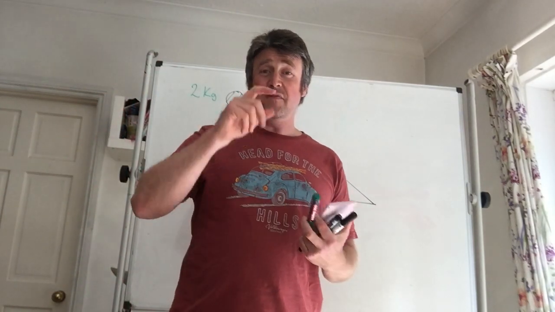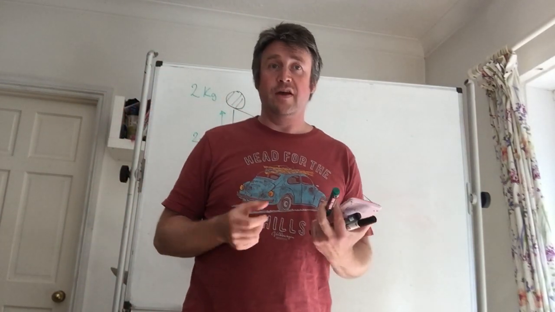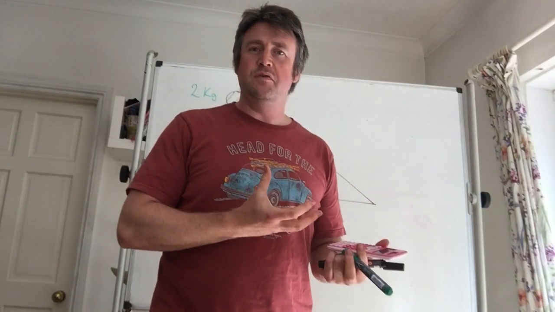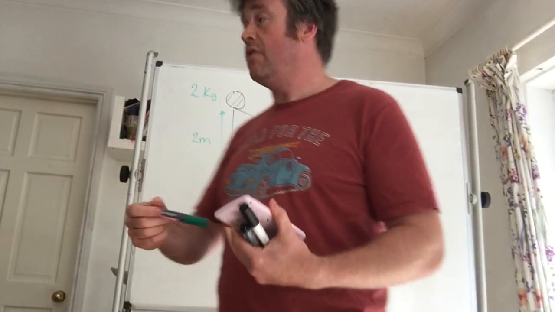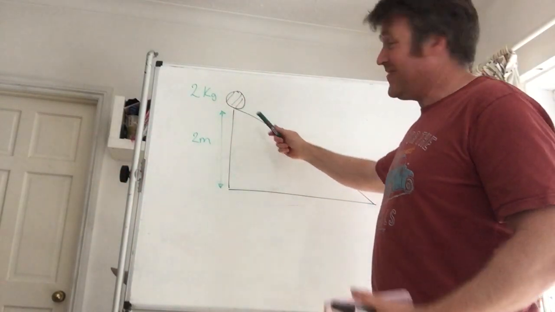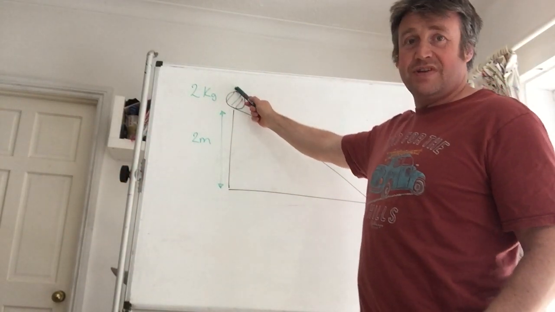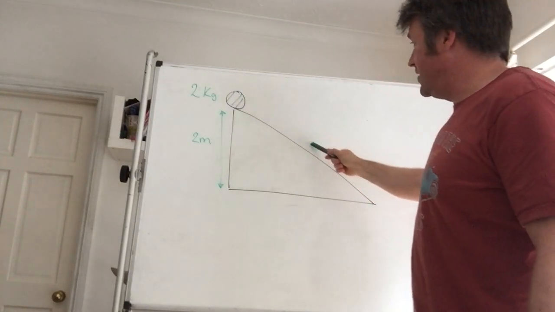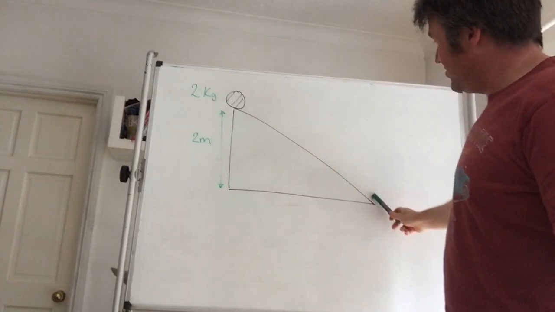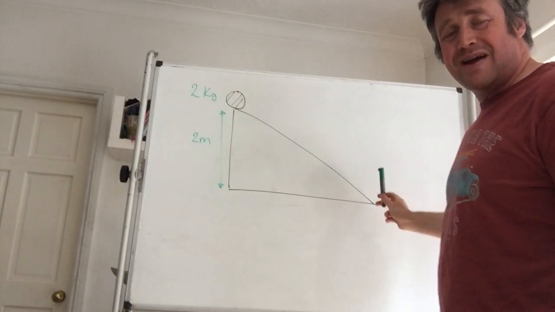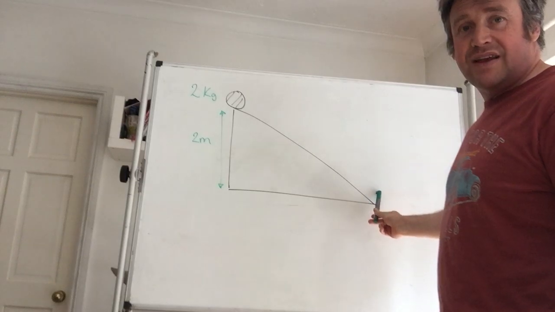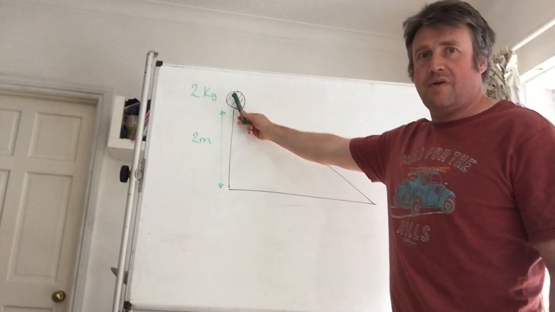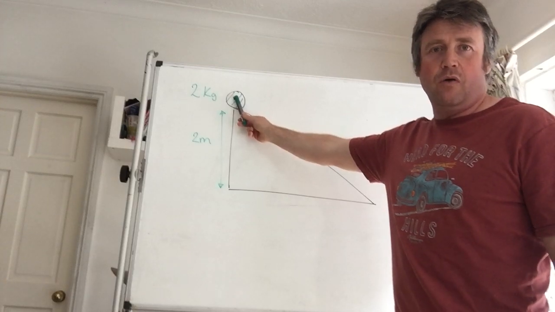Okay, so the first problem we've got here is about a ball on the top of a hill, and what's going to happen as it rolls. So as the ball rolls down the hill, that gravitational potential energy at the top of the hill is going to get transferred into kinetic energy. When it reaches the bottom of the hill, it's going to have its maximum amount of kinetic energy, which is going to have been transferred from whatever the maximum amount of gravitational potential energy was at the top.